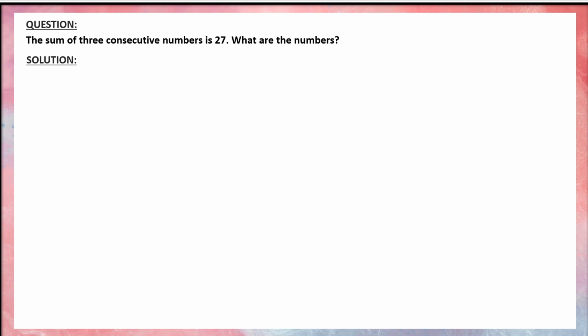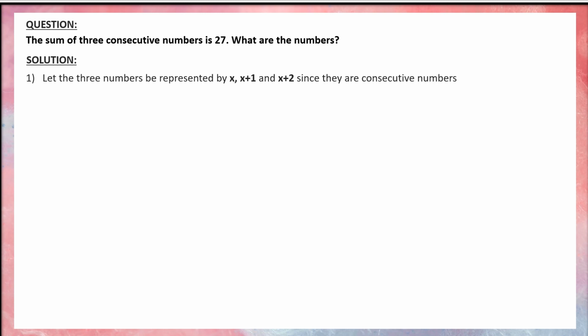But since we do not know exactly what these three consecutive numbers are, we can simply represent them by x, x plus 1, and then x plus 2, since they are consecutive numbers. And if you look at the question above, it says the sum of the three consecutive numbers is 27. That tells you that x plus x plus 1 plus x plus 2 should give us 27.